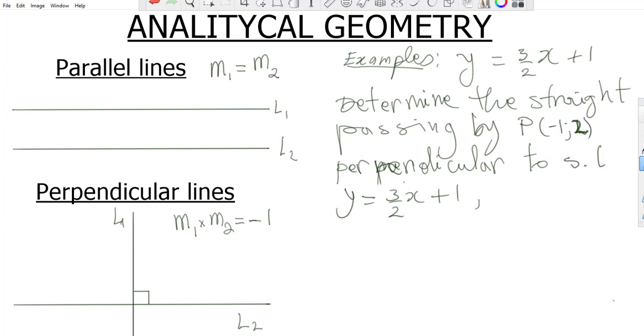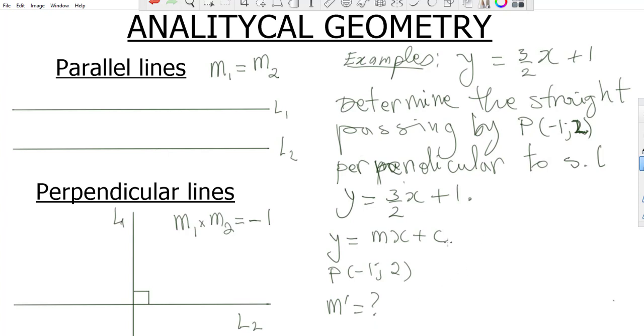Okay, all right, so what we have to know here, we want to find the equation of a straight line passing by the point P. So the equation of a straight line will be mx plus c. What we don't know is the gradient of this equation. Let me call it the gradient m prime.